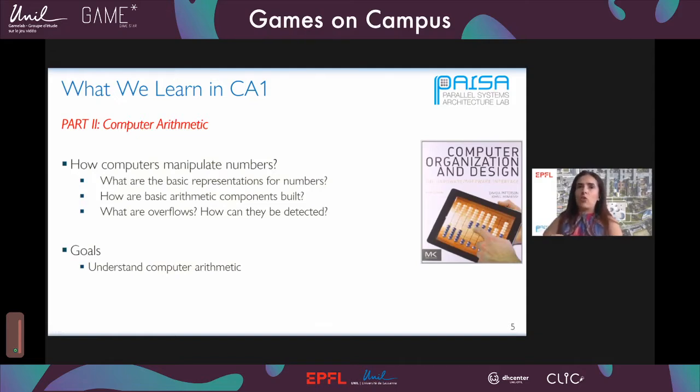In the second part of the course, we focus on computer arithmetic: how computers manipulate numbers, what are the basic and maybe less frequently seen representations for numbers, how arithmetic components are built and designed, what overflows are, and how we are to properly handle them. And the goal is to understand computer arithmetic.